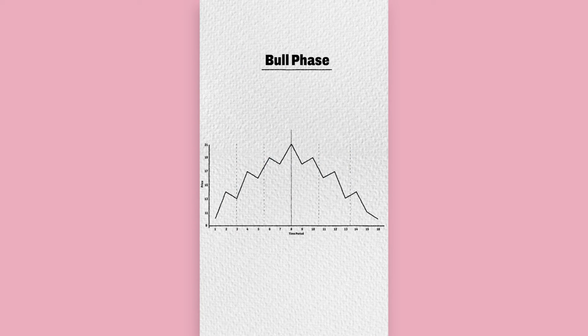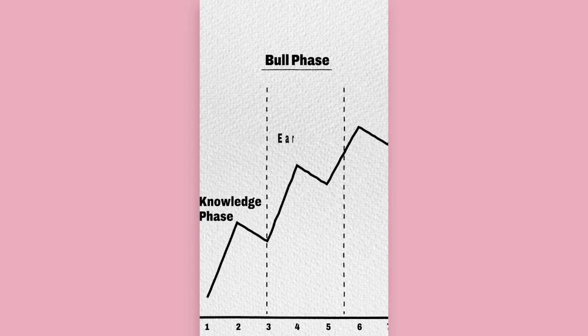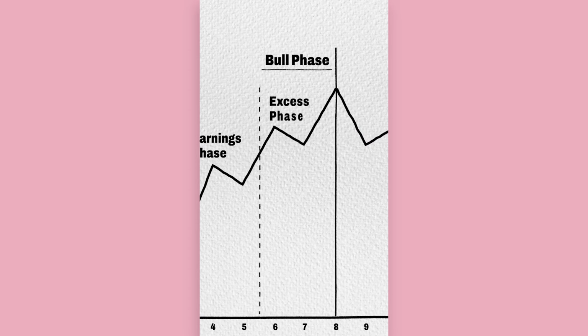Even in the bull phase, you have three subphases. First one is the knowledge phase, second is the earnings phase, and third is the excess phase. So in the knowledge phase, the smart people take decisions, and in the earnings phase, those decisions turn out to be true or right, and in the excess phase, the market is in some kind of a hype. Then in bear trend, you again have three phases, and the first phase starts at the last phase of the bull trend, which is the excess phase.